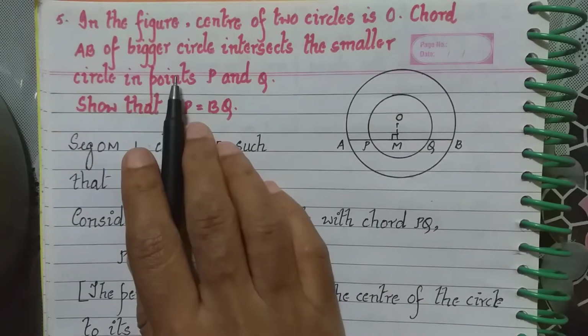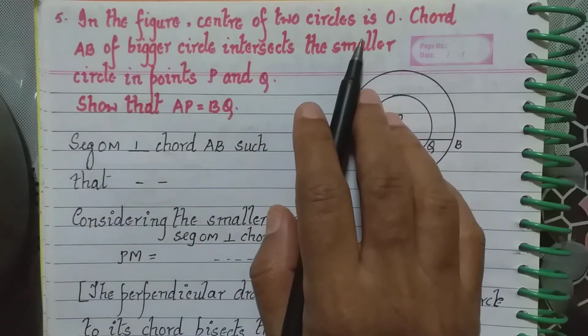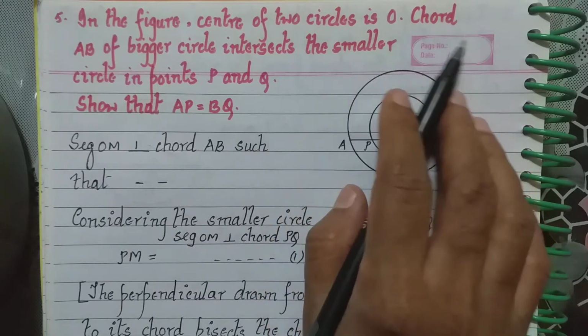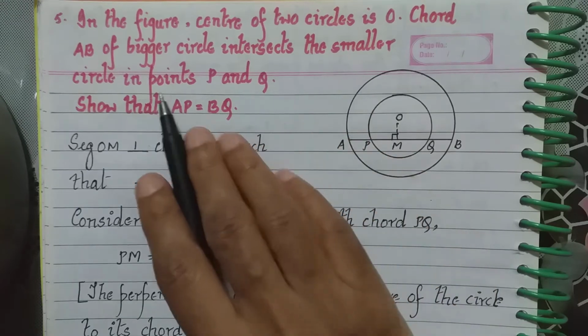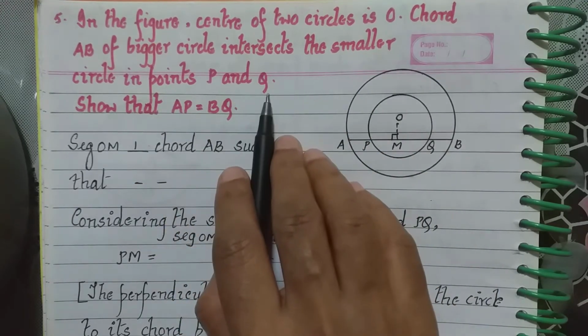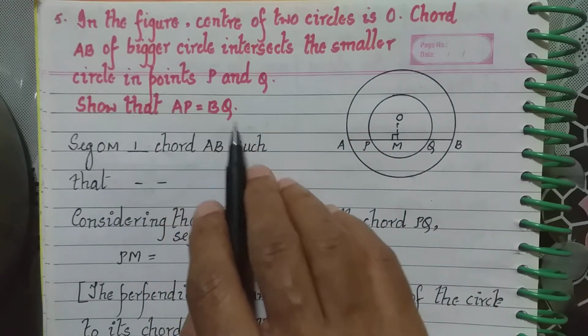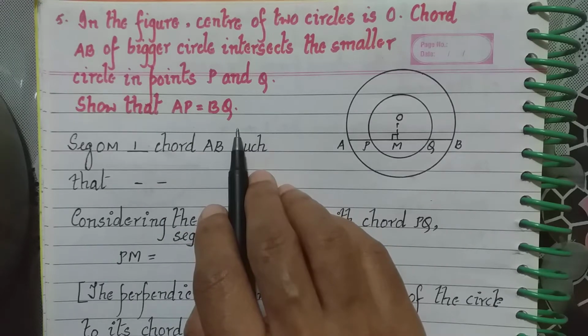Fifth question. In the figure, center of the circles is O. Chord AB of the bigger circle intersects the smaller circle in points P and Q. Show that AP is equal to PQ.